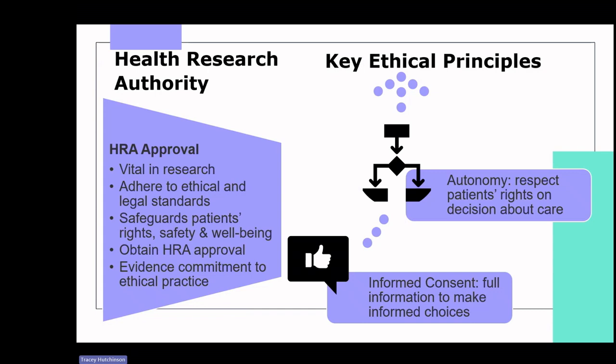The two key ethical principles in healthcare science, including autonomy and informed consent, underpin ethical practice. Autonomy respects patients' rights to make decisions about their care, while informed consent ensures they have full information to make informed choices. These principles guide healthcare scientists in respecting patients' rights and ensuring ethical care.